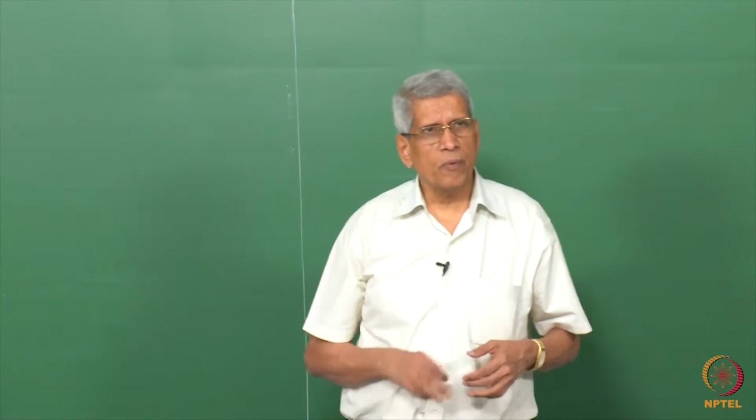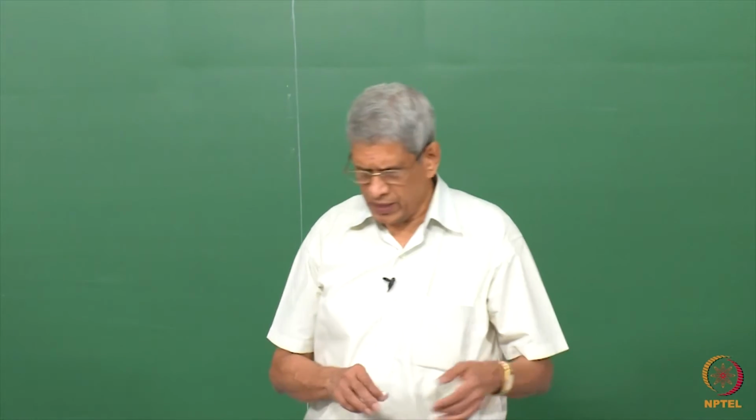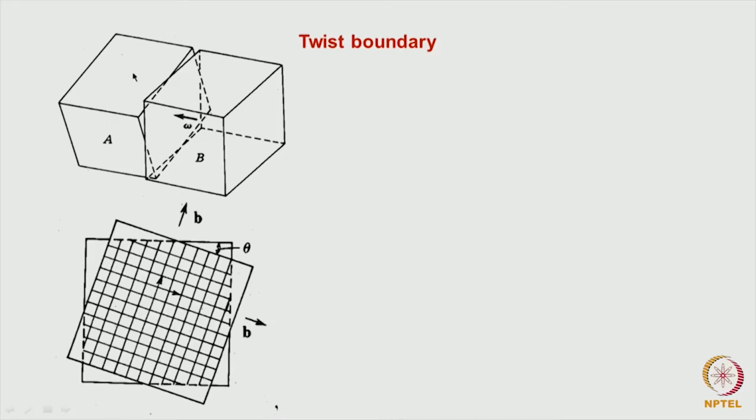What is another type of boundary which we can have instead of a tilt? We can have a twist. For example, what has been done here is that this is one cube and this is an identical cube, but with respect to one another, it is given a rotation by a small angle. You can see the lattice planes here if you try to give a twist.